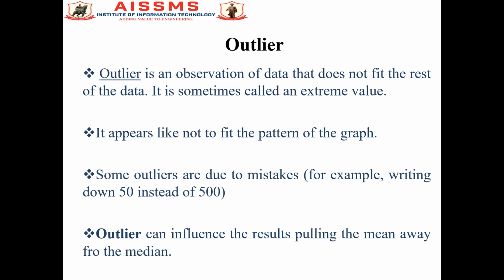Then outlier is very important. What do you mean by outlier? It is an observation of data that does not fit the rest of the data. It is sometimes called an extreme value. It appears not to fit the pattern of the general graph. Some outliers are due to mistakes, for example, writing down 50 instead of 500. Outliers can influence the result, pulling the mean away from the median.